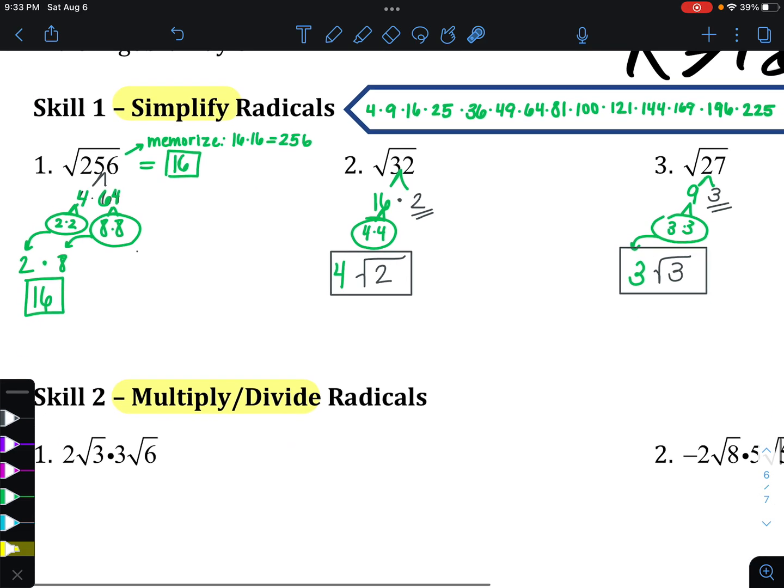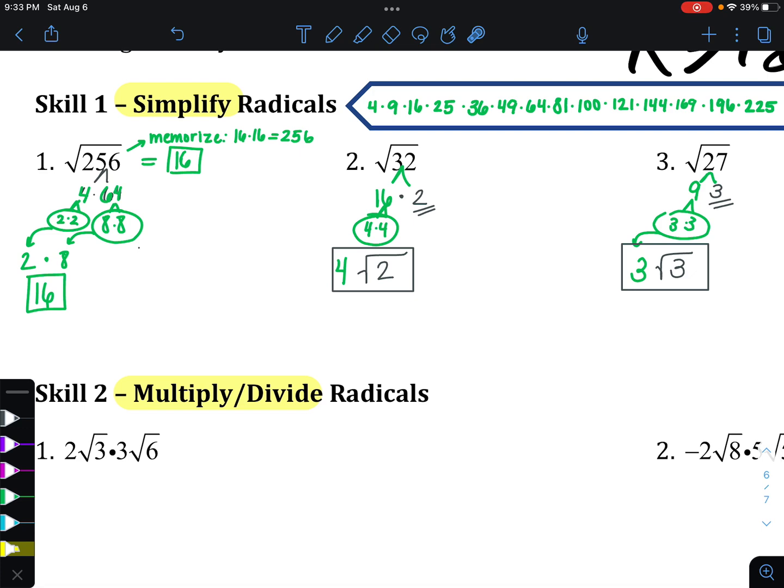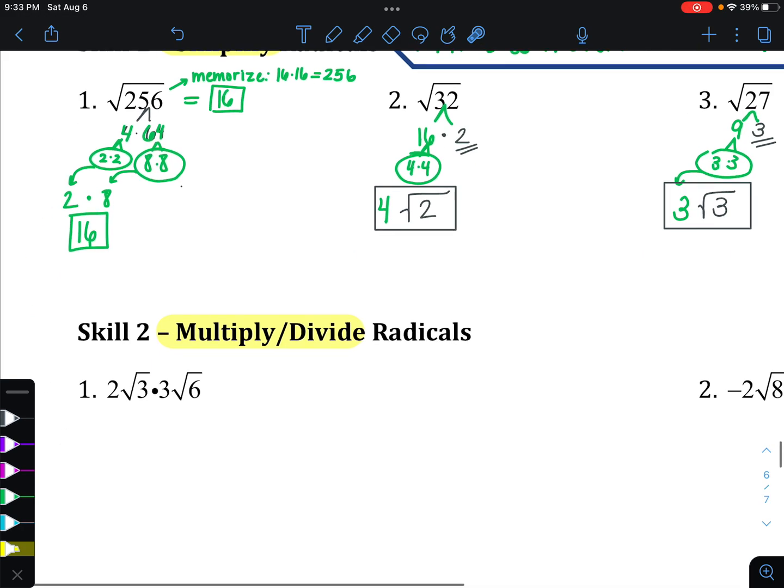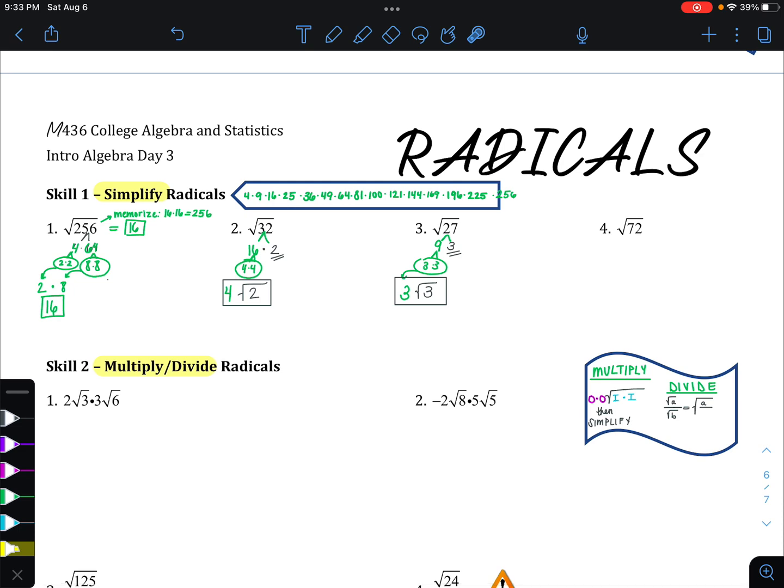Okay? All right, so simplifying radicals is going to come up over and over. We're always going to have to simplify with all of our operations. So let's jump in and see what this is going to look like with multiplying and dividing.